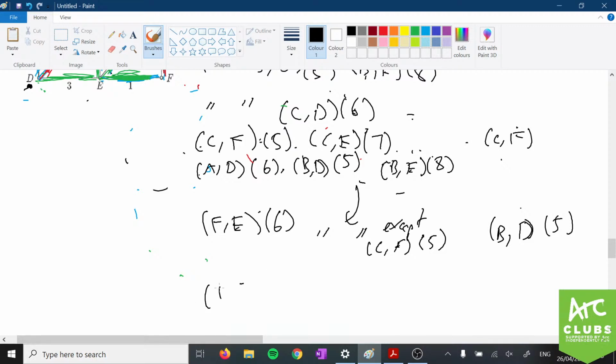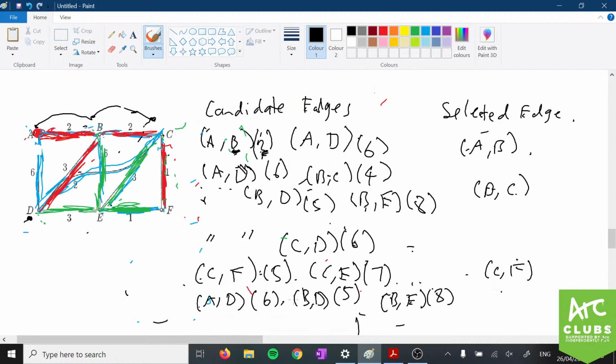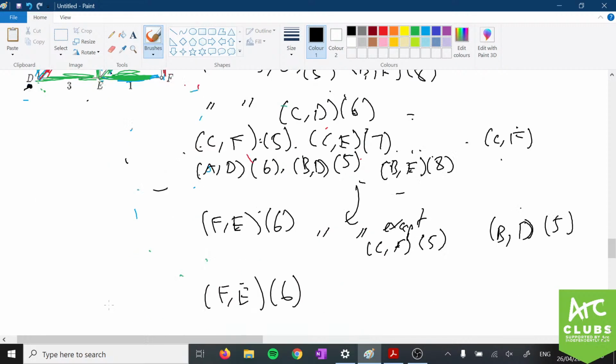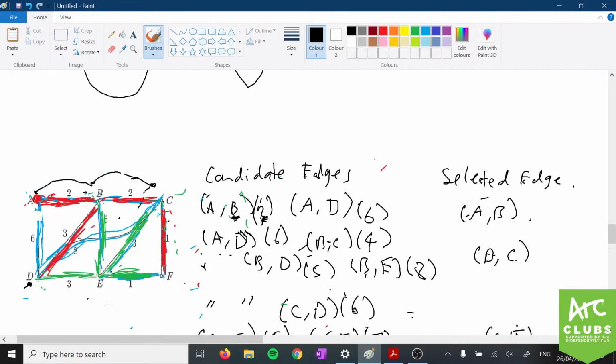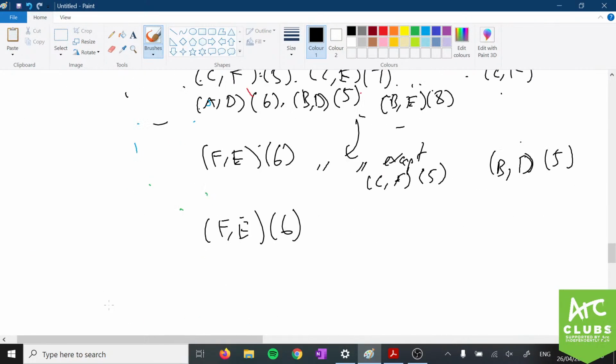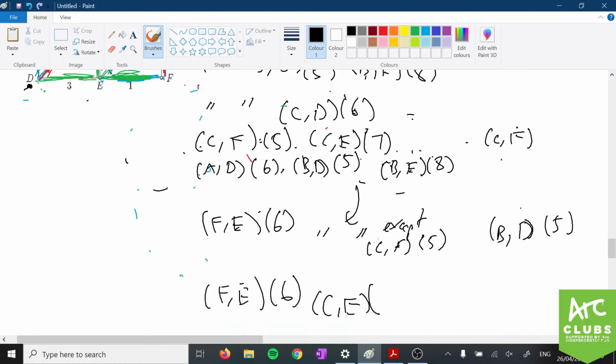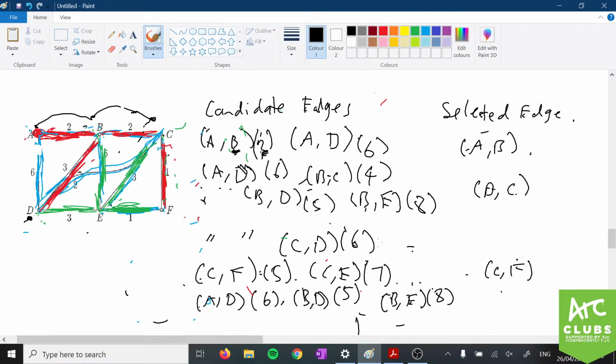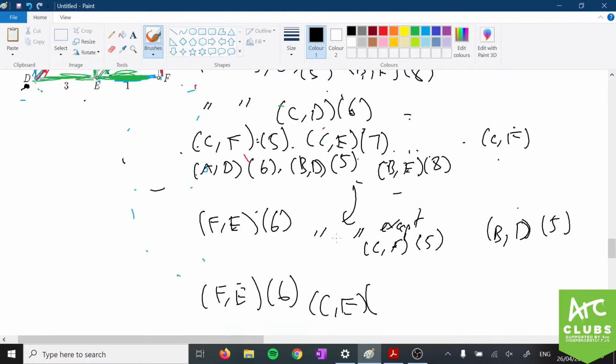So FE, it's still going to be 6 from our last step. So 2 plus 2 plus 1 plus 1. And it's another one, C to E. I think C to E was there before as well. C to E is 7, 2 plus 2 plus 3.